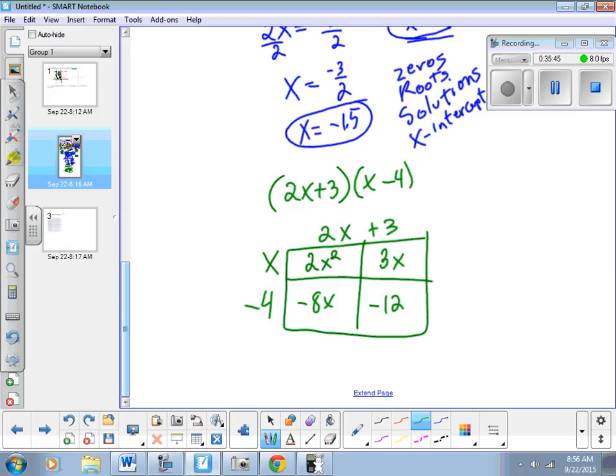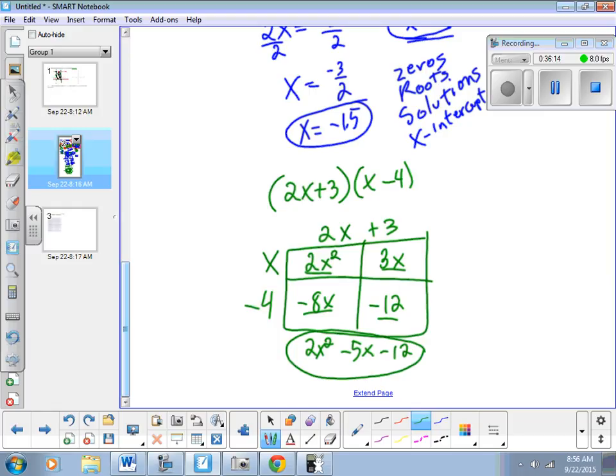Are there any terms that are x squared other than 2x squared? Okay. Are there any terms that are just x? Yeah, negative 8x and 3x. Those two are similar terms. They give you negative 5x, yeah? And then the constant, there's no other constant. Is that what we originally started with? Yeah.